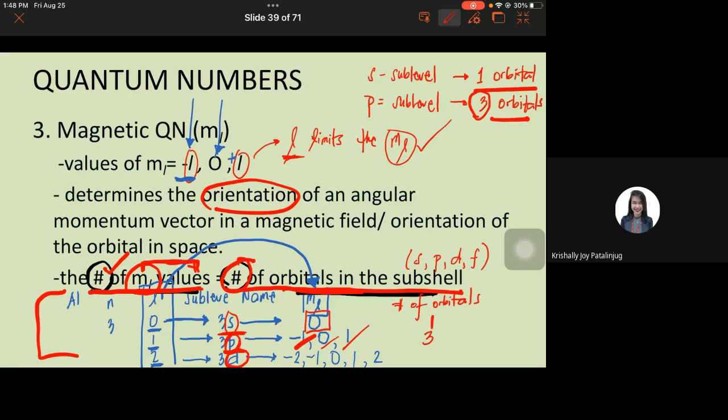For the D sublevel, as you can observe, the number of M sub L values that we got: 1, 2, 3, 4, and 5. There are a total of 5 M sub L values. So that total number of M sub L values that you got is also the total number of orbitals in the D subshell. That's why, when I introduced it earlier in the first slide that I showed you, the D sublevel has five orbitals.